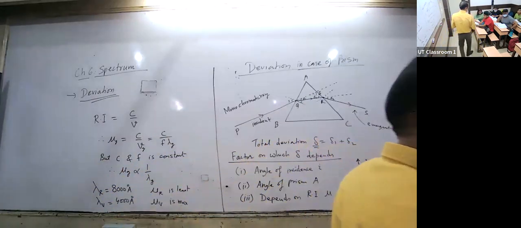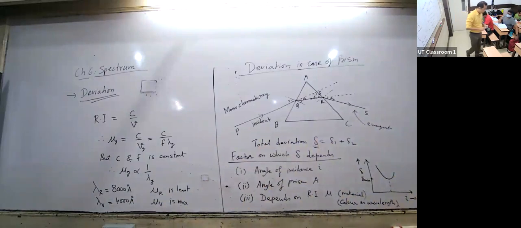So you can note it down if you want to. Draw the ray diagram. It's very simple. How many lines? 6 lines.